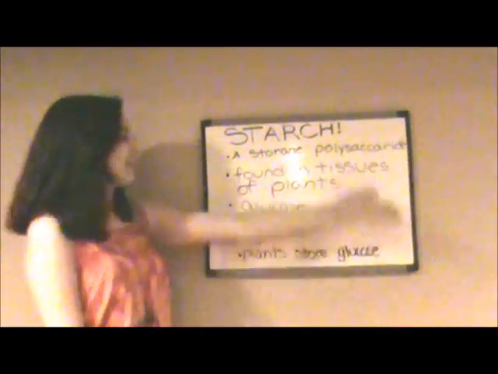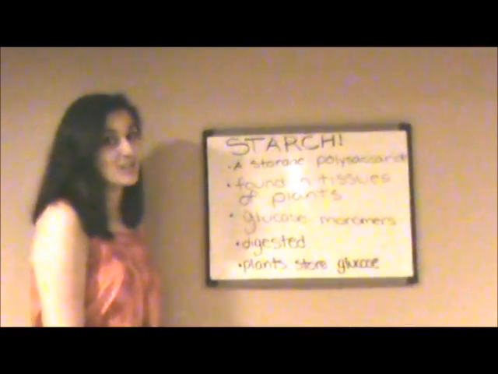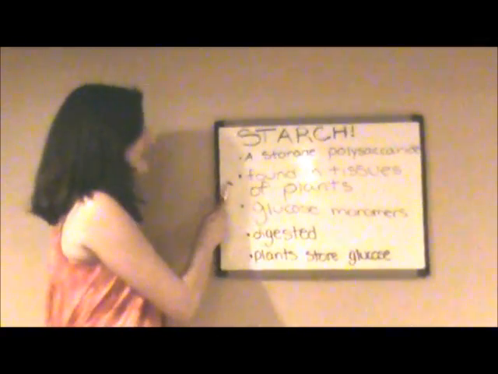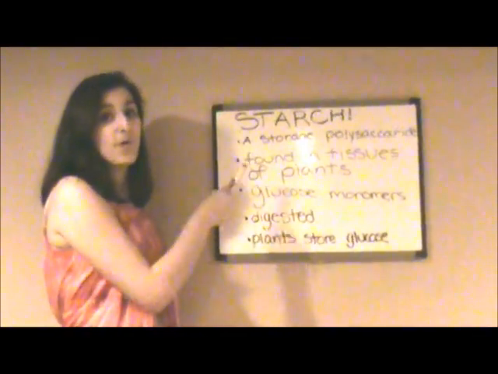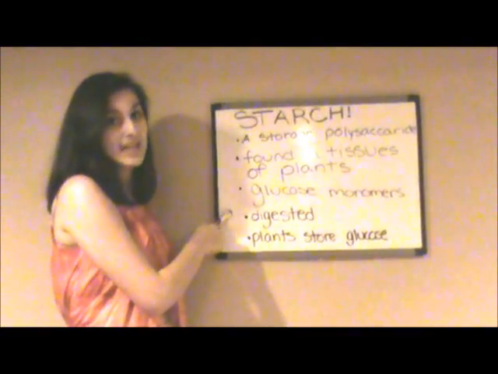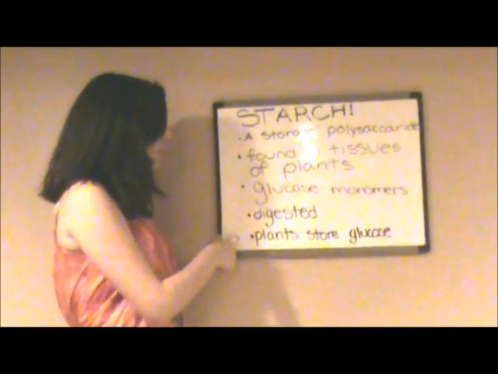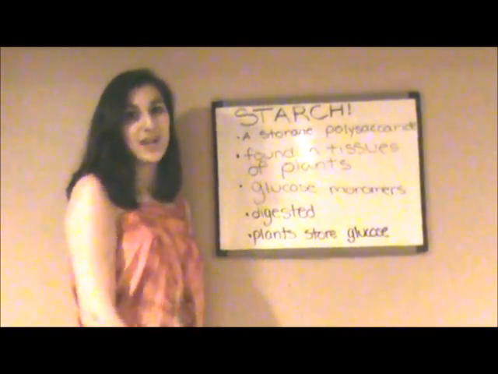Now it's time to talk about starch. Starch is a storage polysaccharide, and it's found in the tissues of plants. It's made completely of glucose monomers formed in a coiled helix, and it can be digested by both humans and animals. It's also where the plants store their glucose, otherwise known as sugar.